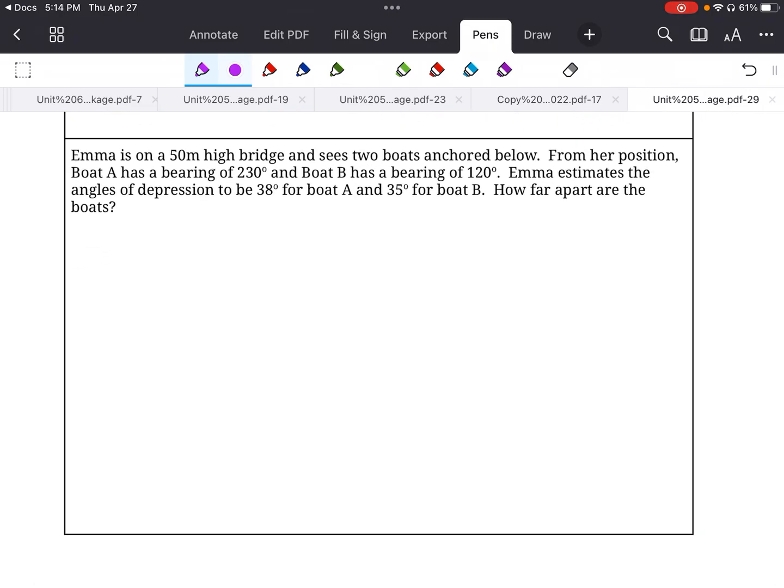Next, Emma is on a 50-meter high bridge and sees two boats anchored below. From Emma's position, boat A has a bearing of 230 degrees, and boat B has a bearing of 120 degrees. Emma estimates the angles of depression to be 38 degrees for boat A and 35 for boat B. How far apart are the boats?